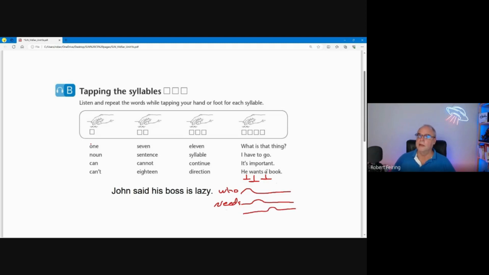Notice how I made the true sound. I made that clear A sound. He wants a book. And so to me, that means that we're focused on the quantity.